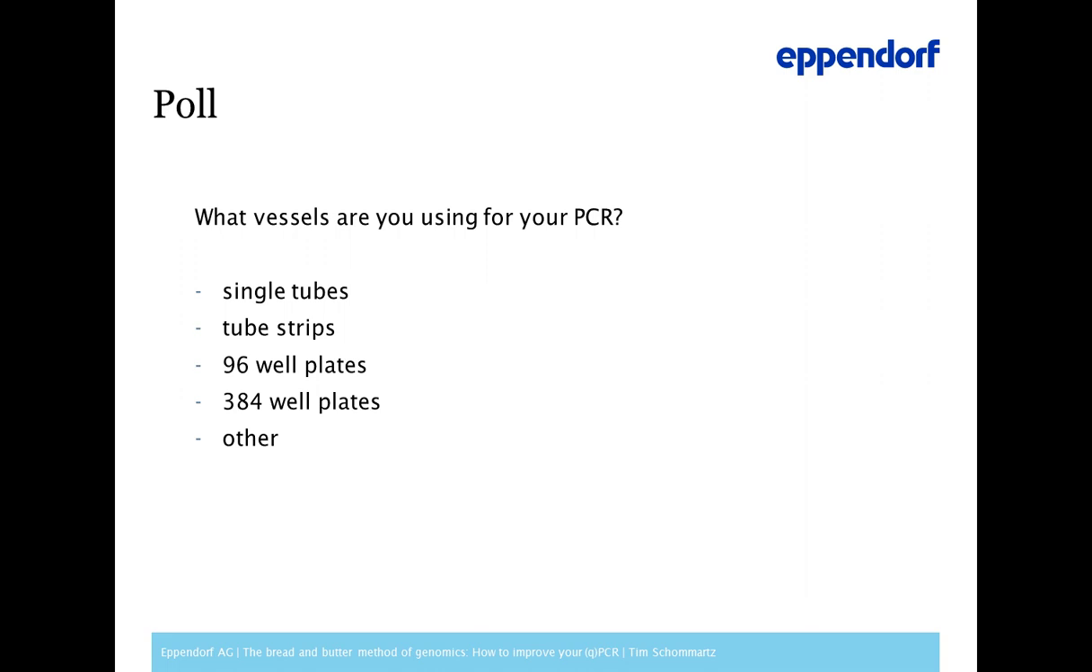Again, you can choose different answers, and I can see that slowly the first answers are coming in. So let me read the question again. What vessels, meaning tubes or plates, are you using for your PCR? Is it single tubes? Is it tube strips? Is it 96 well plates? Is it 384 well plates? Or is it something completely different?